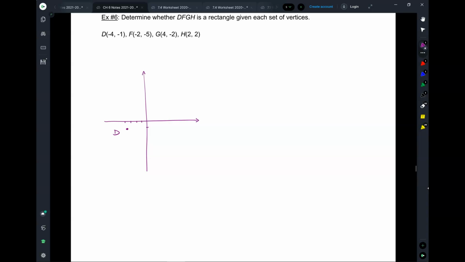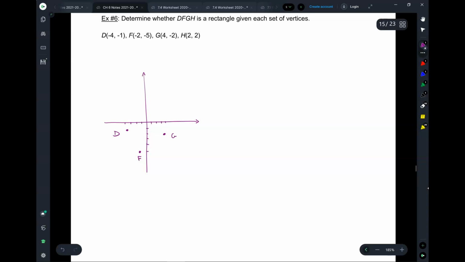Then F is -2, comma -5. G is 4, comma -2. So we're kind of doing this sort of scratch work, okay? So this is G. And then H is 2, comma 2.